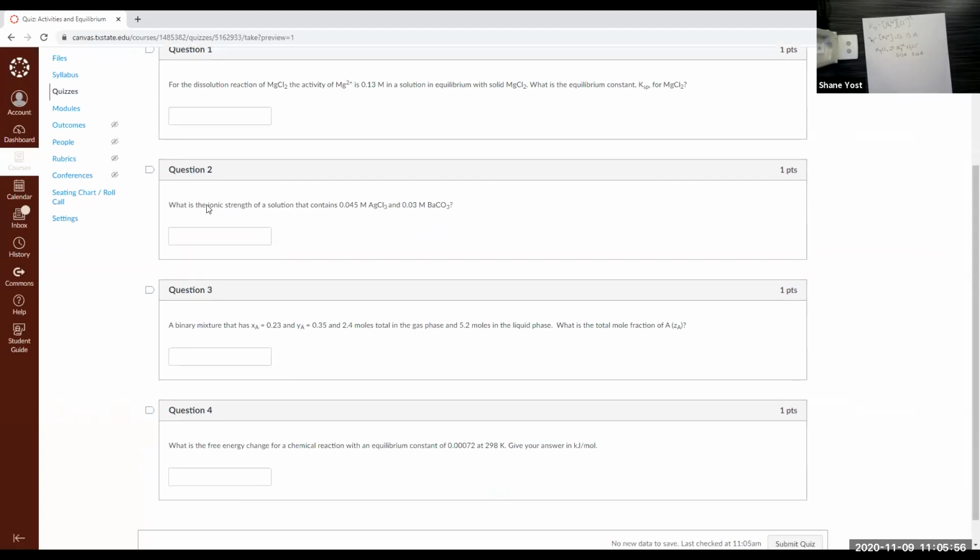So question number 2. What is the ionic strength of a solution that contains 0.045 molar AgCl3 and 0.03 molar BaCO3? How do you have AgCl3? That's quite the first question. Because AgCl3 works for aluminum chloride like that, but Ag, I treated it like it was +3, but then I was looking that up and I can't work it out. Yeah. Then maybe I should have done aluminum. I don't know. I just put some stuff together.